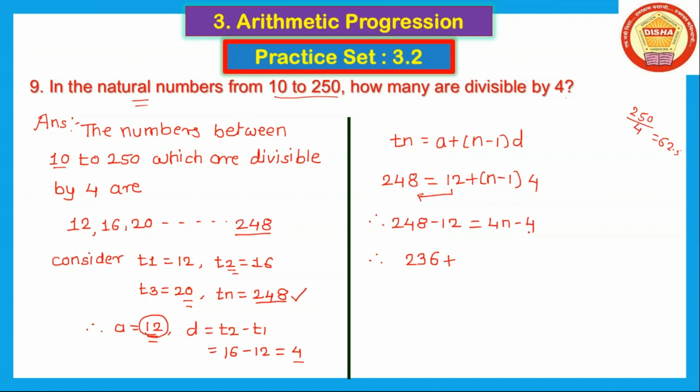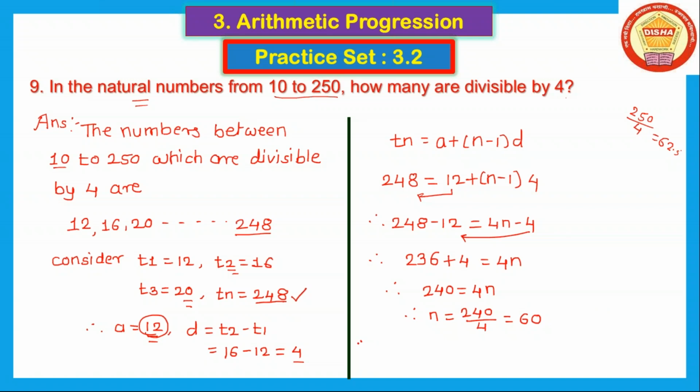Then we are taking this minus 4. Here it becomes plus 4 is equal to 4n. Do the addition. Addition is 240 is equal to 4n, means n is equal to 240 upon 4, which is equal to 60. Means how many terms are there in between them? That is 60 terms are there.